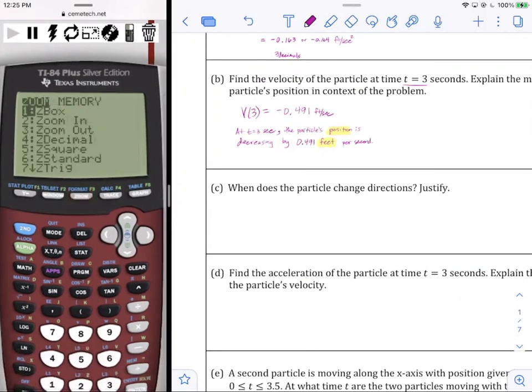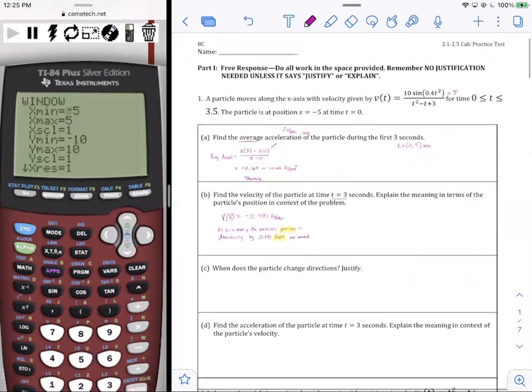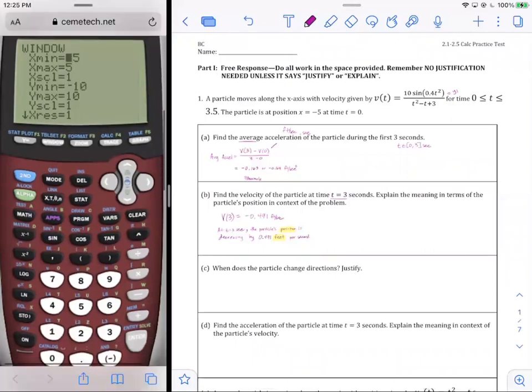Let's go to your window, and we're going from 0 to 3.5. That's important on your input. You don't want to be tempted by outside values. 0 to 3.5. It doesn't matter what you count by. X scale can be 1.